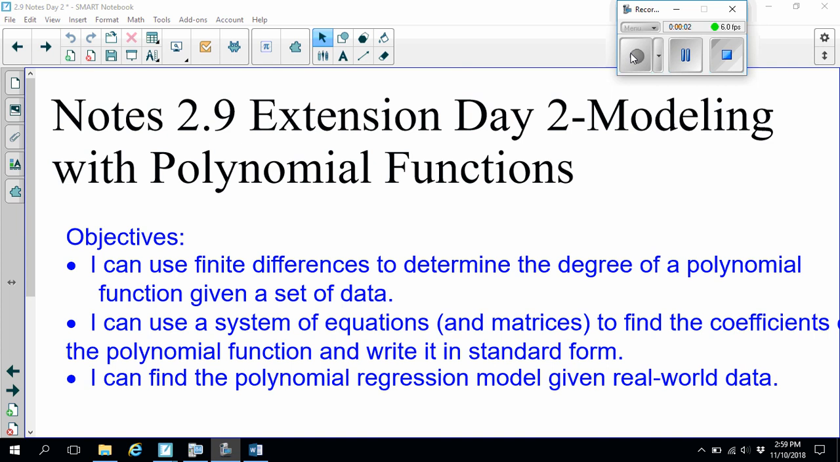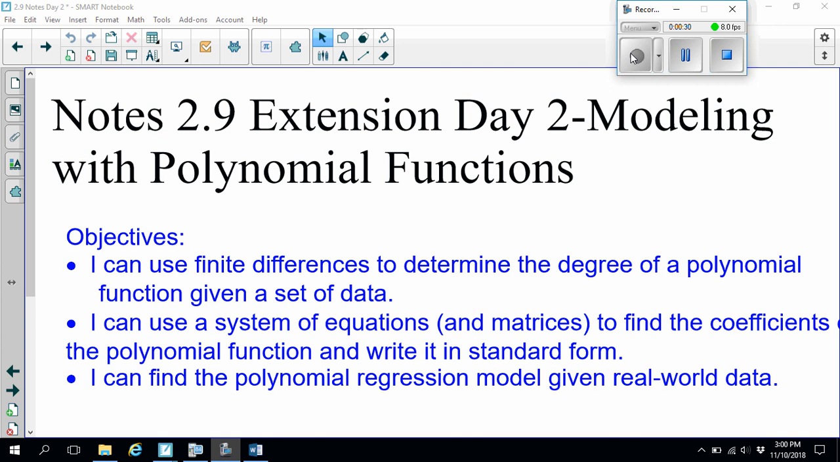So here are 2.9 day 2 notes. Once again, we are modeling with polynomial functions. So we're going to go off of what we did yesterday on the 2.9 day 1 notes when we talked about finite differences. So yesterday we talked about finite differences and how it tells us if we are able to use the table to model a polynomial function and then figure out the degree of that polynomial.